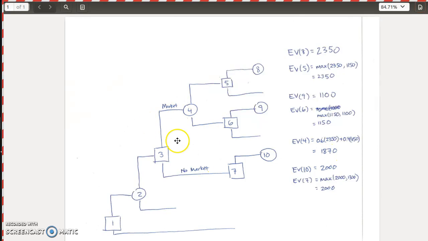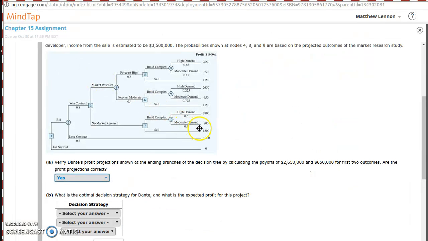And so this is our market research expectation of 1870. For the no market research expectation, we're comparing the expected value of node 10 with the other value given below. So let's look at that on the sheet. We compute the expected value, 0.6 times 2800 plus 0.4 times 800, which comes out to, I think, 2000, and we're comparing that against 1300. So our node 7 for no market research is 2000.